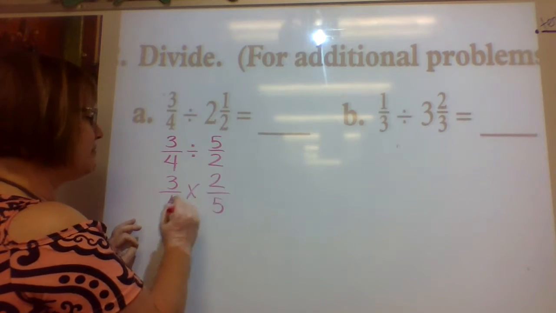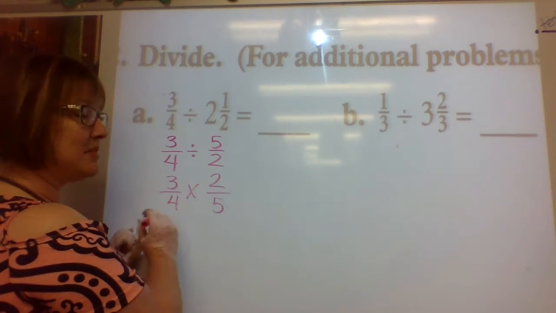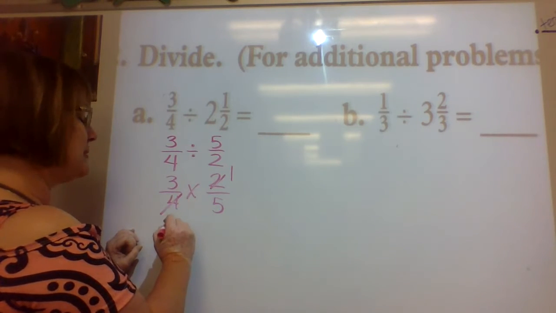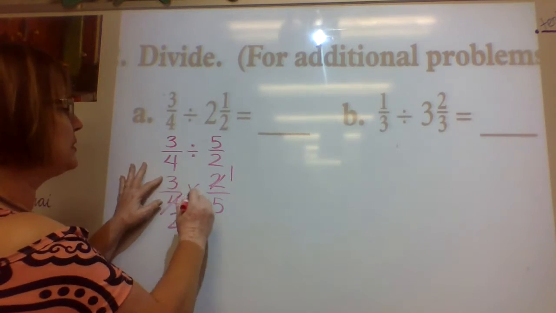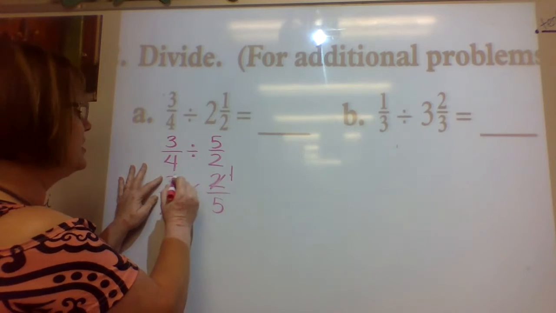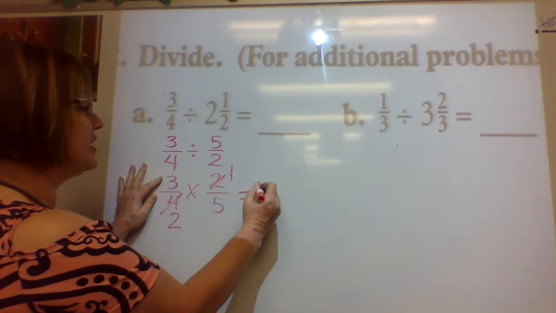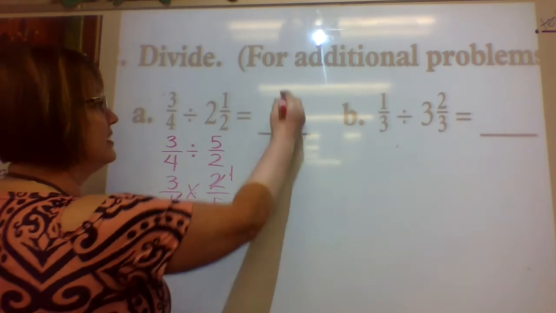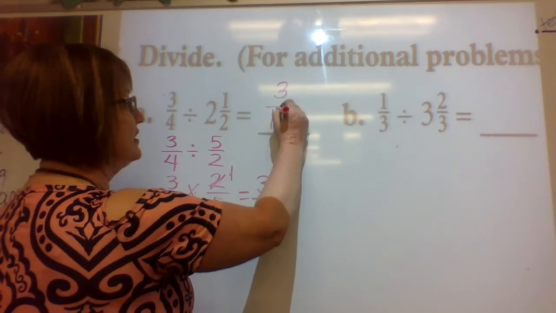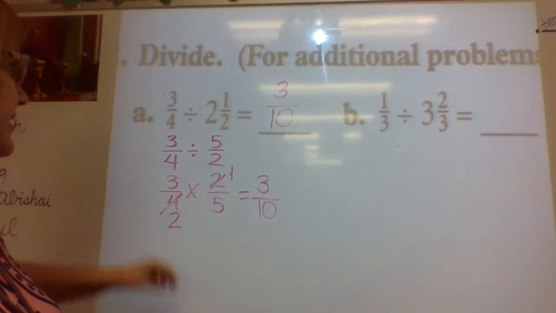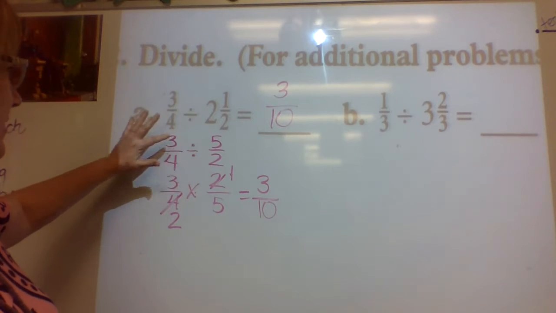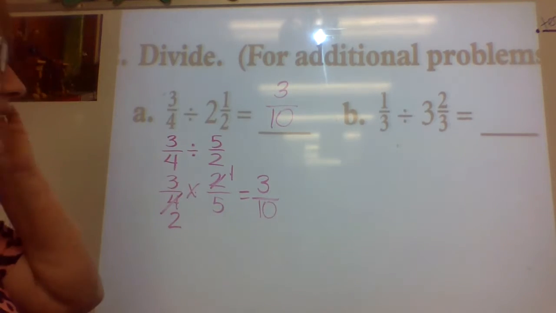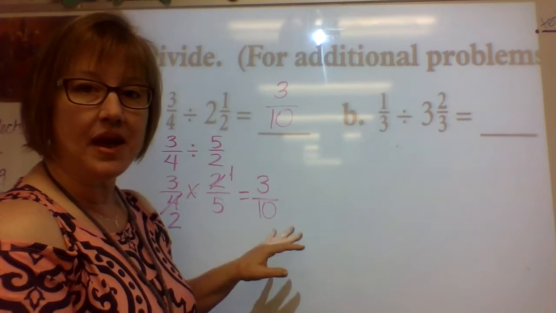Okay, 2 and 4 can be divided by the same number. So 2 divided by 2 is 1. 4 divided by 2 is 2. Then we multiply with the numbers that we have left. 3 times 1 is 3. 2 times 5 is 10. So it's 3/10. I feel like that's not the same answer we got, so maybe that was a different problem. Just double checking that I did it right. Okay, 3/10 on that one.